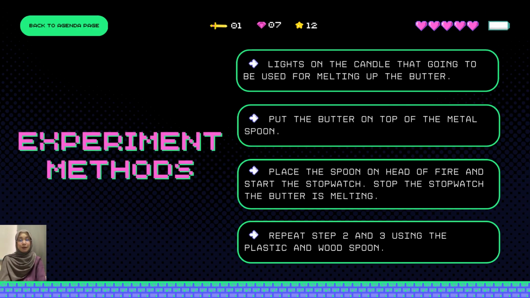Next is the experiment method. First, we light the candle that is going to be used for melting the butter, and we put the butter on top of the metal spoon, then place the spoon over the fire and start the stopwatch. We will stop the stopwatch when the butter is melted. Then we repeat both steps using the plastic and wood spoons.